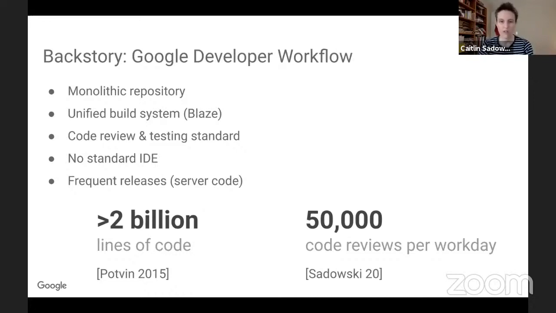And for most code at Google, frequent releases are the norm. So we are developing server code where it's relatively easy to push a fix because you can just release a new version of the server. You don't have to fiddle around with distributing updates to devices, for example. And every workday, there are about 50,000 code reviews that go through the code review system and the accompanying analysis infrastructure. And some of these are actually generated by robots and some of them by people.